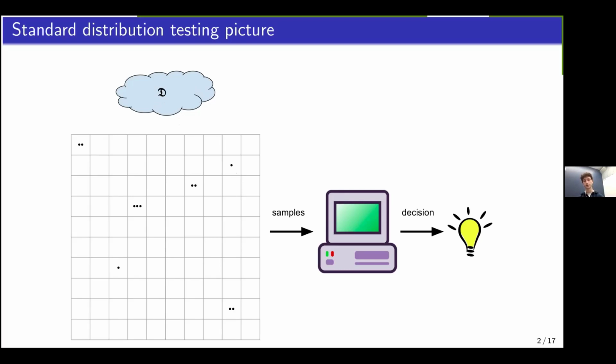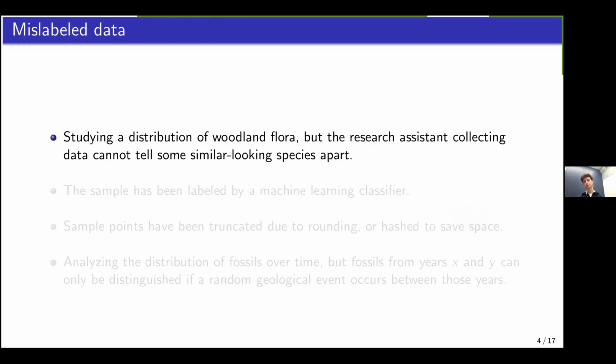And the question that we are interested in this model, as hinted by the confused collector part of the title, is what happens when we have mislabeled data? Can we still make any kind of reliable decision about D if the data fed to our algorithm has the potential to be mislabeled? And before I dive into this in more detail, let me motivate this question by giving you some informal but hopefully illustrative examples.